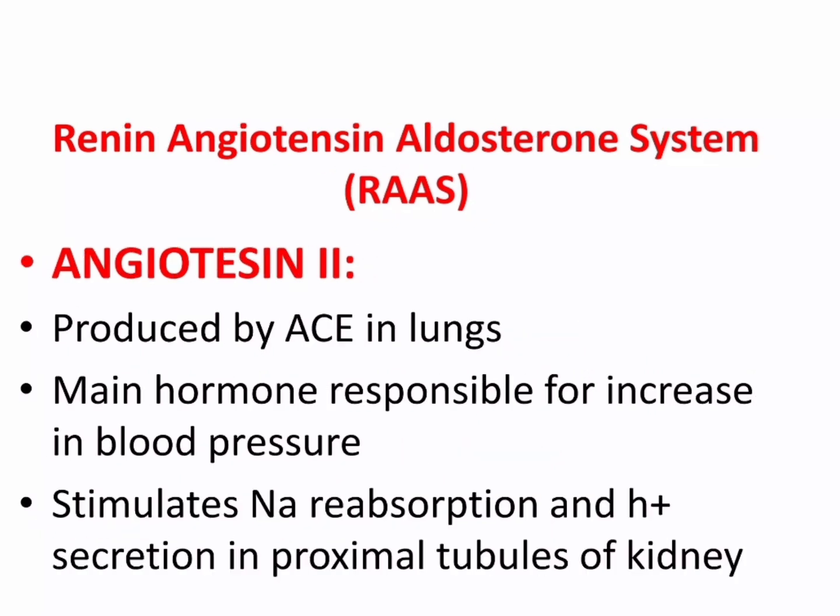The next is angiotensin 2. It is produced by ACE in the lungs. ACE is angiotensin converting enzyme. Angiotensin 2 is the main hormone responsible for the increase in blood pressure. It stimulates sodium reabsorption and H plus secretion in the proximal tubules of the kidney. This is angiotensin 2.